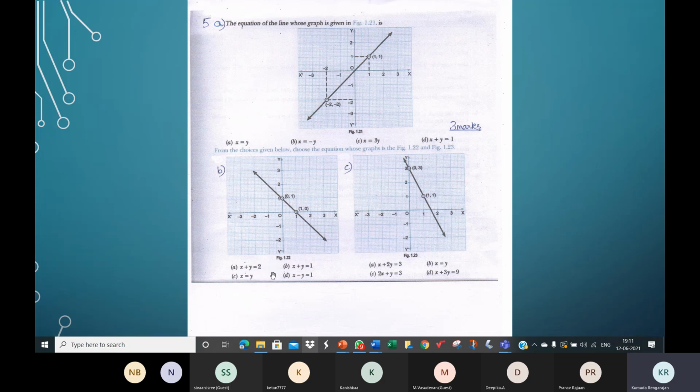And x is equal to y. You can see x is not equal to y. Where is it equal? 0, 1, 1, 0. X is not equal to y. And also if x is equal to y, the graph should pass through the origin. So B is the correct option. For the second one, B is the correct option. X plus y is equal to 1.